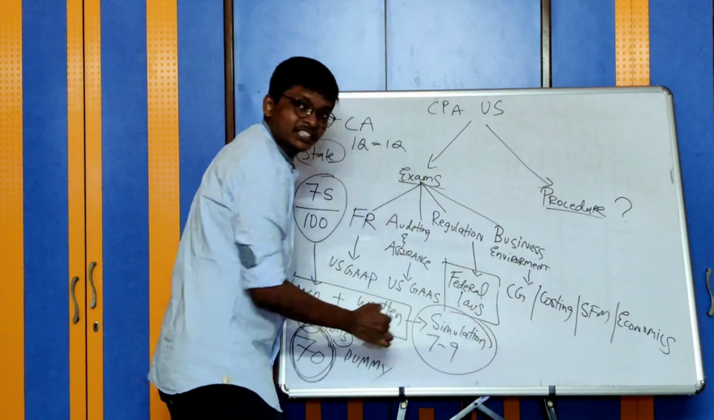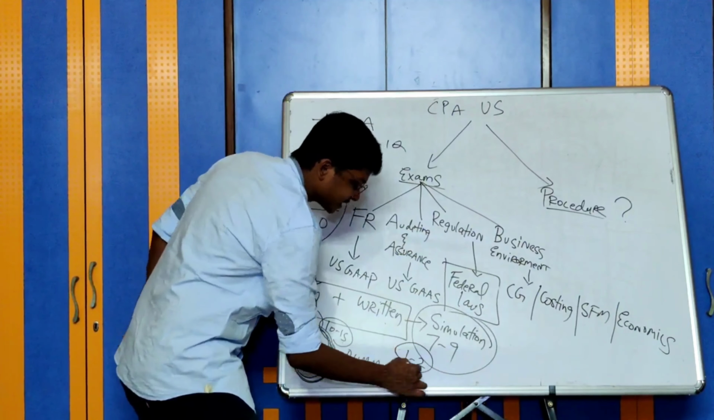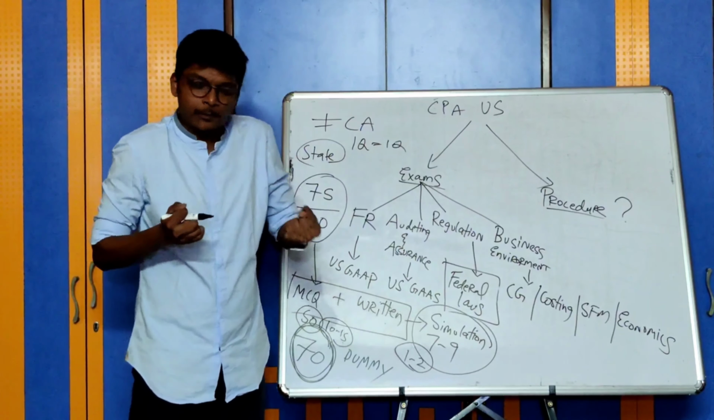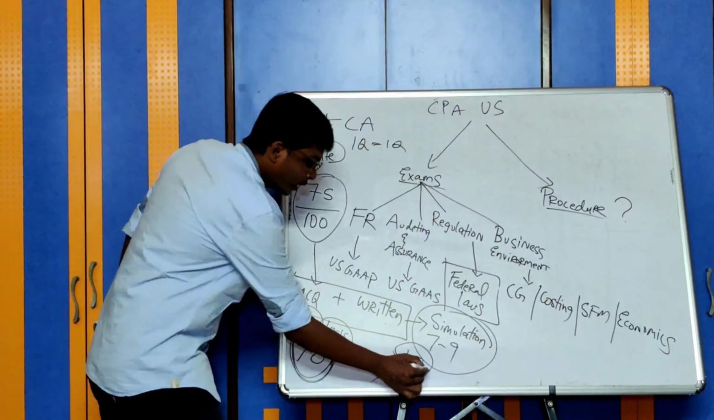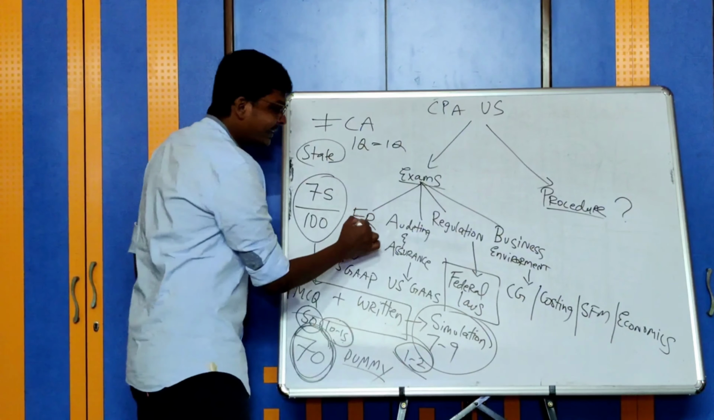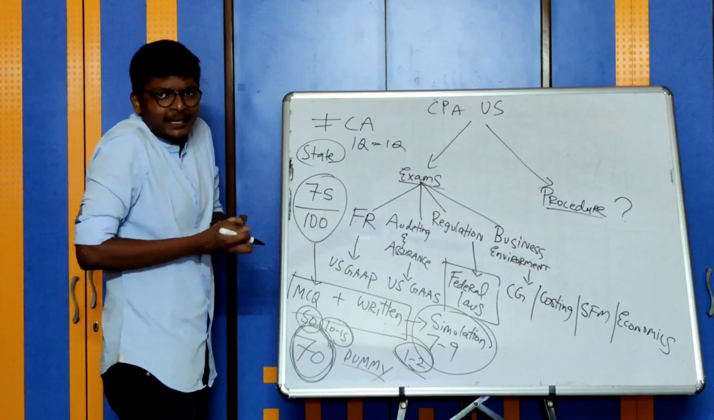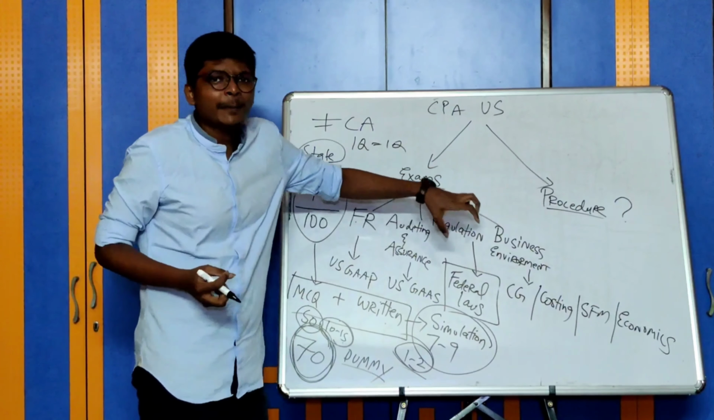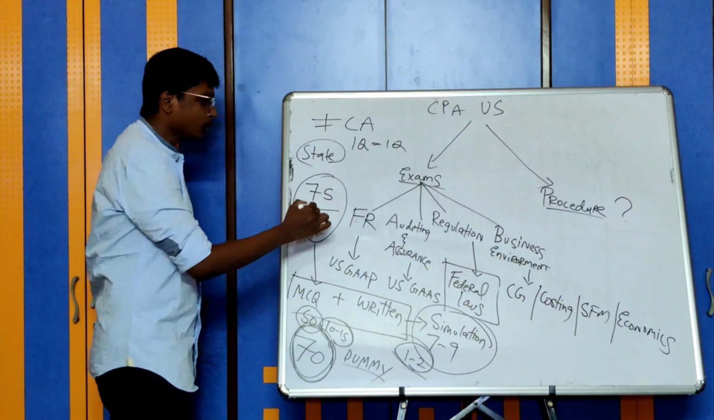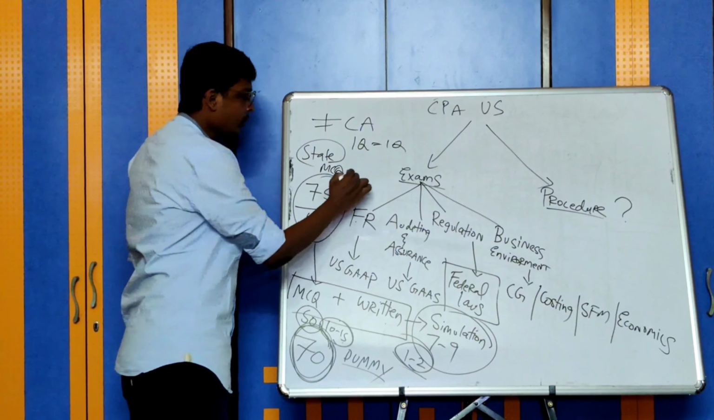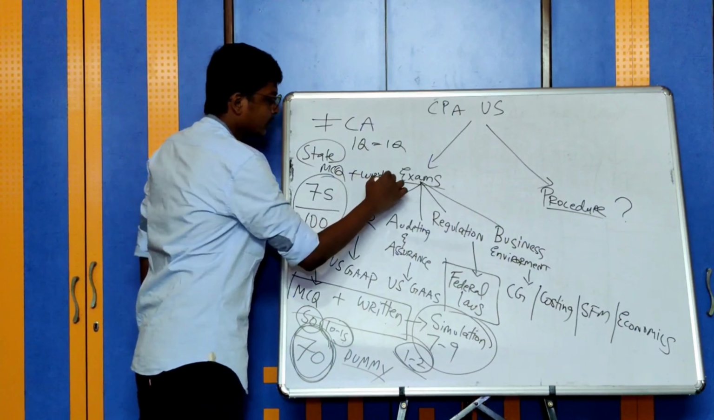Again, in all these simulations, 1 to 2 simulations will be dummy simulations just to test how you handle the pressure. Now, 1 to 2 dummy simulations and 10 to 15 dummy MCQs vary subject to subject. In FR there might be 10 dummy MCQs, in auditing there might be 12 dummy MCQs, depending on the paper and the attempt. So overall, out of 100 you have to get 75 to pass, 50% is MCQ plus 50% is written.